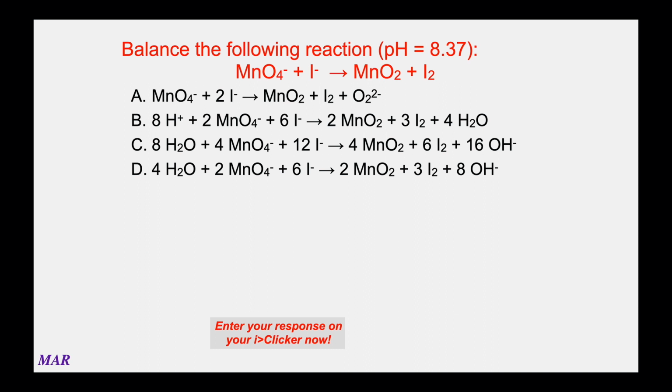Here's a reaction where I want you to balance this reaction where permanganate reacts with iodide to make manganese 4 oxide plus iodine. But also pay attention to the pH. This pH is 8.37. So see if you can figure out which one of those represents the balanced chemical reaction for this reaction at a pH of 8.37.